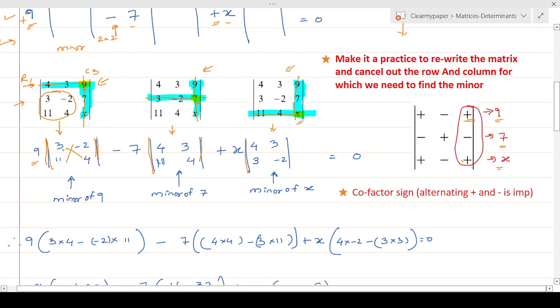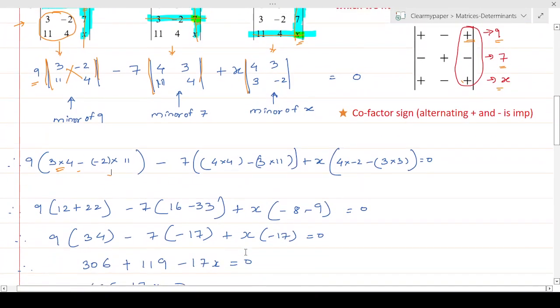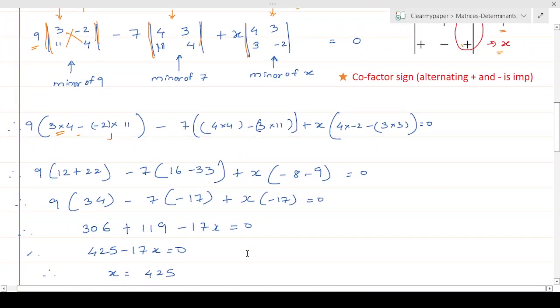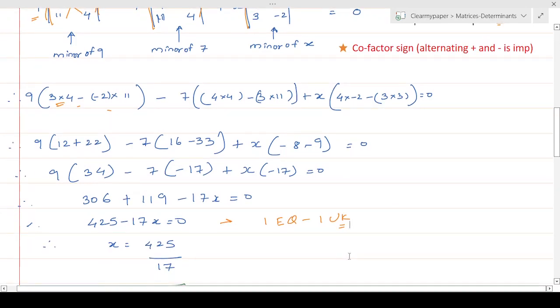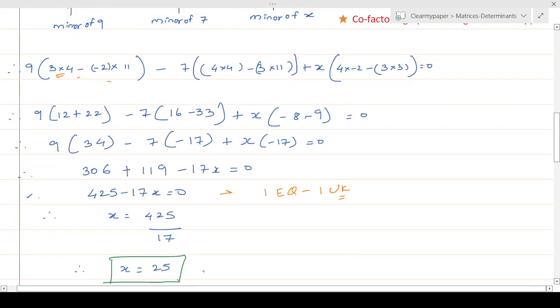You take the top left and the bottom right numbers first and subtract the product of the other diagonal, on the forward slash. That's what you do. When you do the simple maths, you get the value of x, because eventually you will again get a simultaneous equation, or one equation and one unknown, which you know how to solve from elementary maths. And you just get the value of x is equal to 25. This is your final answer.